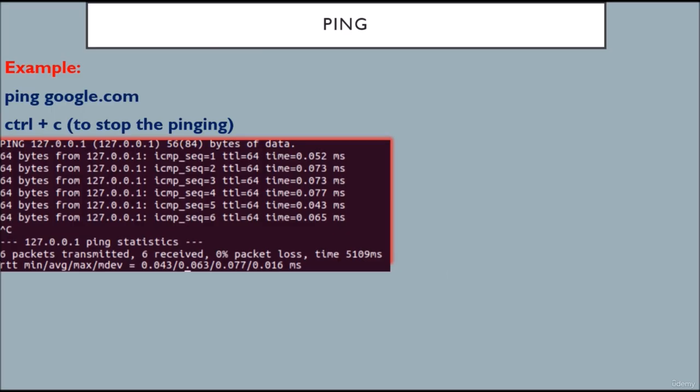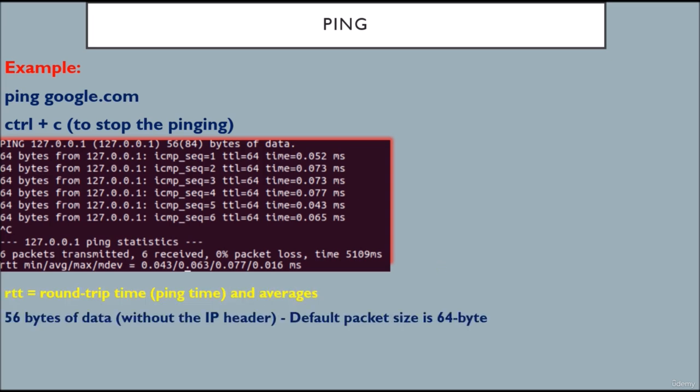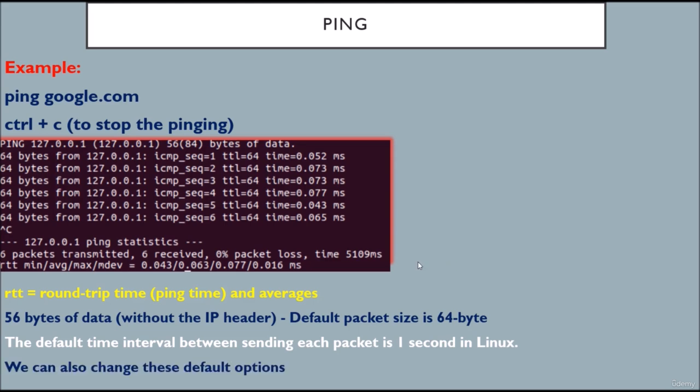Here's another example. This is the loopback IP address that I pinged, and this is the result. It shows you 56 bytes of data that was sent. By default the packet size is 64 bytes, but without the IP header it usually comes down to 56 bytes. And you can also change the default time interval, and change how many packets you want to send at a time by using different options. Again, as you see right at the bottom, the last 2 lines, you can see 6 packets transmitted, 6 packets were received, 0 packet loss, and the total time it took. And also the round trip time, which is the ping time, and the averages.